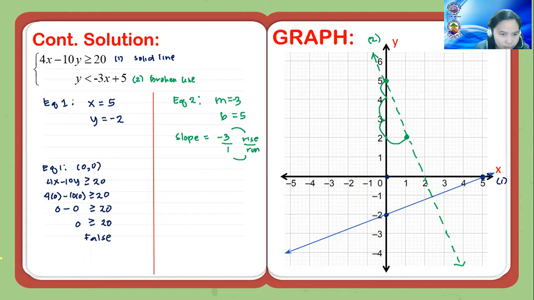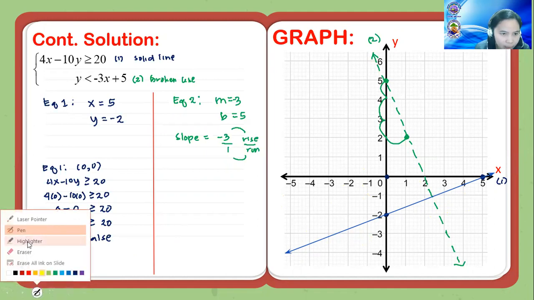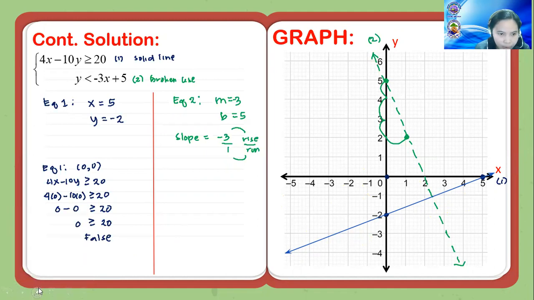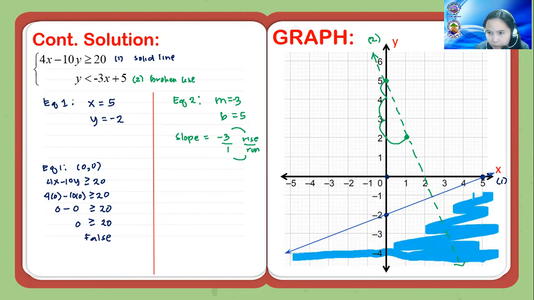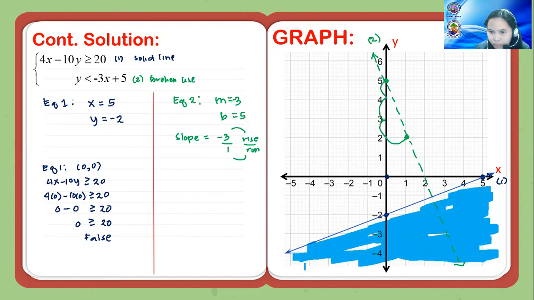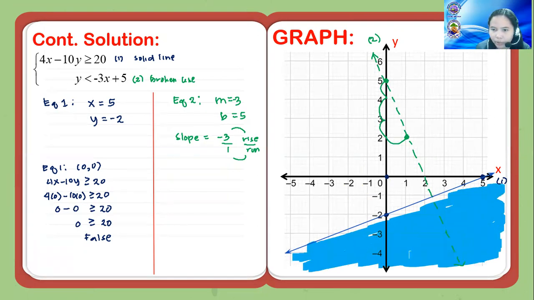Okay. So let me use a blue highlighter. So this will be the shaded part. Next, we have to find the shaded part for equation number 2.